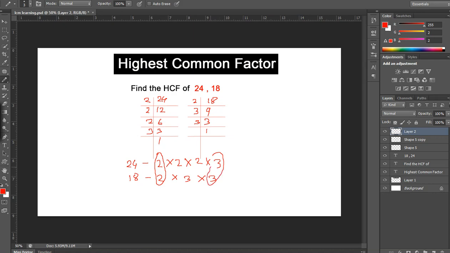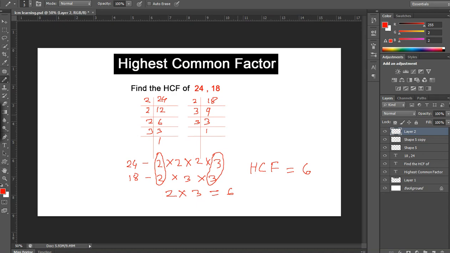So you are selecting this 3. So we get only 2 pairs. So we have to write 2 into 3, 2 into 3 equal to 6. This is the HCF. HCF equal to 6. This is the largest common factor of 24 and 18.